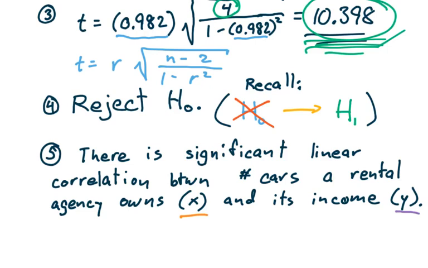And then also, don't just say rho is not equal to 0. You can't leave it as that, because that does not say anything. So remember, we have to use words first and foremost, and also we have to use the words of the original problem.